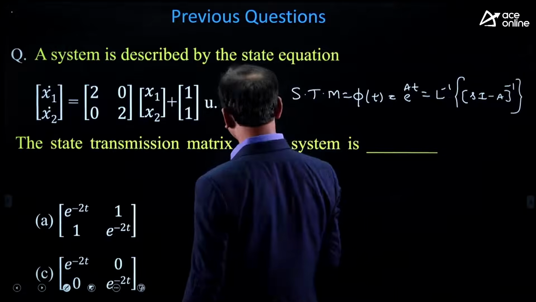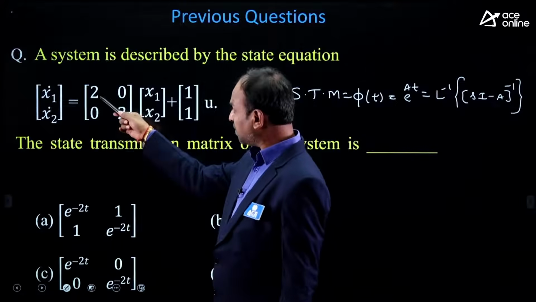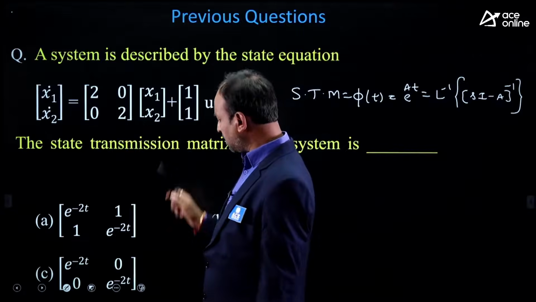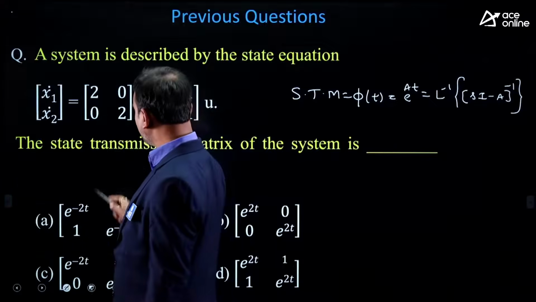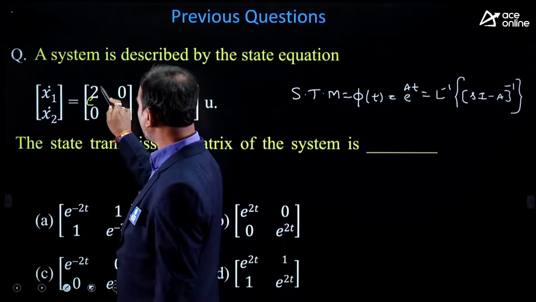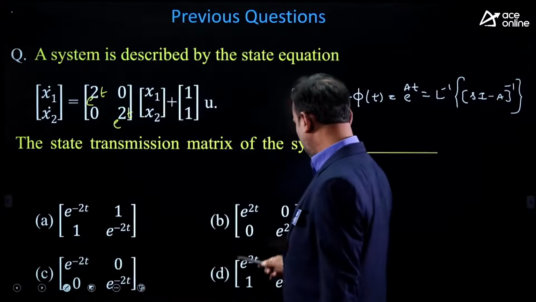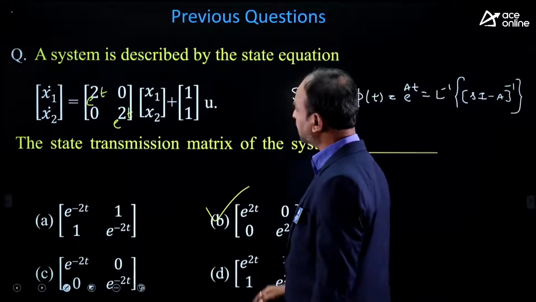But if you use this one, it takes more time. There is one shortcut, one of the sweetest techniques here. If it is a diagonal matrix, the state transition matrix is simply e to the power of 2t, e to the power of 2t, dear. Simple. E to the power of 2t plus only. So no doubt option B is the correct answer, dear.